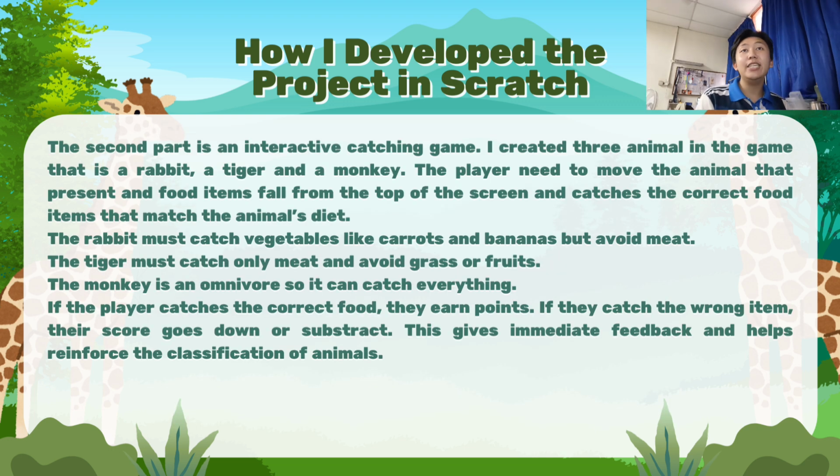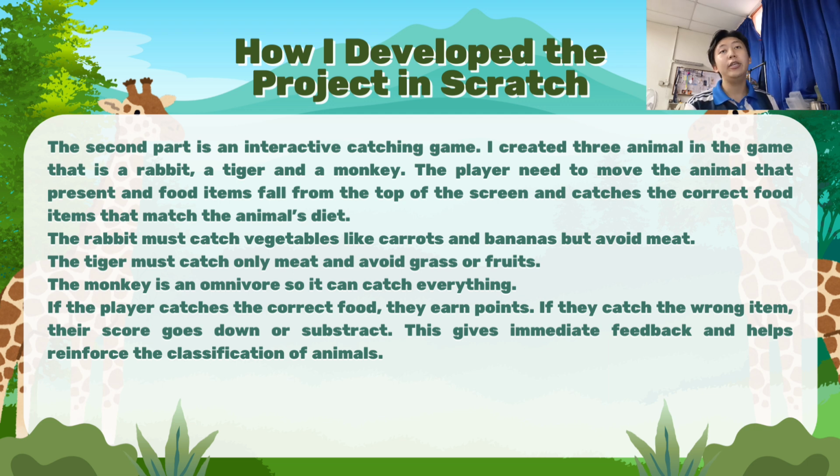The second part is an interactive catching game. I created three animal choices: a rabbit, a tiger, and a monkey. The player needs to move the animal that is present, and food items fall from the top of the screen. They need to move the animal and catch the item that is correct for the animal. For example, the rabbit must catch vegetables, because when the items fall, there will be carrots, bananas, and meat.